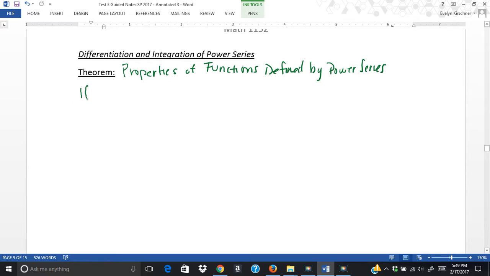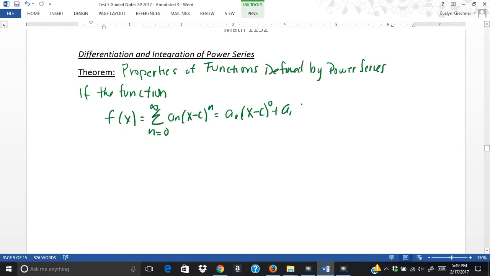And if I have a function f of x that looks like this, the sum from n equals 0 to infinity of a sub n times (x minus c) to the n. That's our power series. We know what that looks like: a naught times (x minus c) to the 0, plus a first times (x minus c), plus a 2 times (x minus c) squared, and on and on.